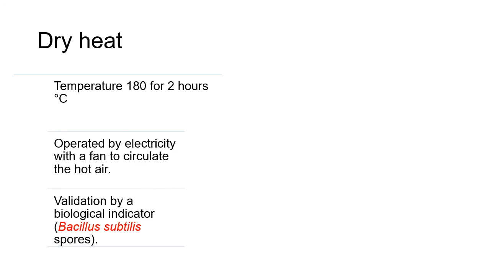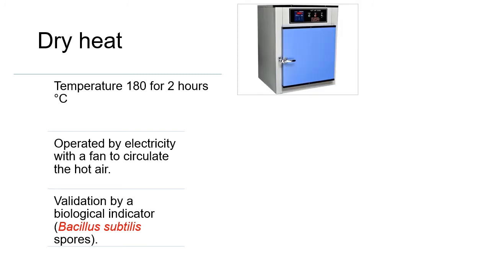So what do we mean by dry heat? Dry heat is similar to the autoclave, but the difference is that we only have hot air. We don't have moist water. The other difference is the temperature here is 180 degrees for 2 hours, whereas the previous one takes a shorter time. This is operated by electricity with a fan to circulate the hot air, and we validate this technique with what we call a biological indicator. We need Bacillus subtilis spores. Again, it needs to be validated. We make sure that the procedure is correct. So this is what the hot oven, or hot air oven, looks like.